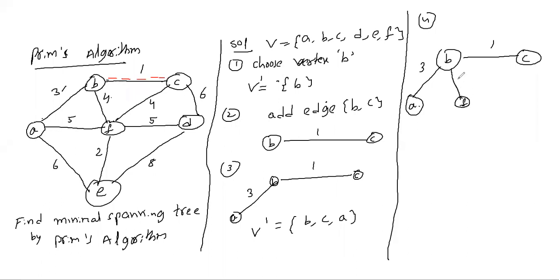B to F is a 4. Okay. Now can I add C edge? If you add C edge, it forms the loop. It forms the loop. So you don't add. If you add A to F edge, it forms the loop. So you don't add. Next, after this one, you come to F.